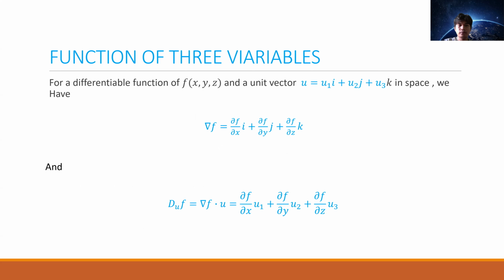This is the last part, the function of three variables. For a differentiable function f of x, y, z and the unit vector u equals u1 i plus u2 j plus u3 k in space, we have the gradient vector equal to the partial derivative of f with respect to x i plus the partial derivative of f with respect to y j plus the partial derivative of f with respect to z k. And the directional derivative of f in the direction u is equal to the gradient vector dot u, which is the partial derivative of f with respect to x times u1 plus the partial derivative of f with respect to y times u2 plus the partial derivative of f with respect to z times u3.